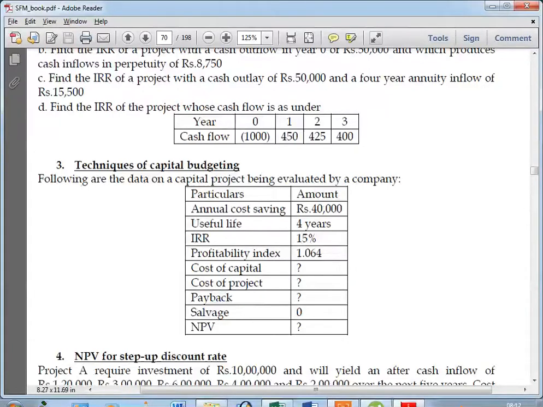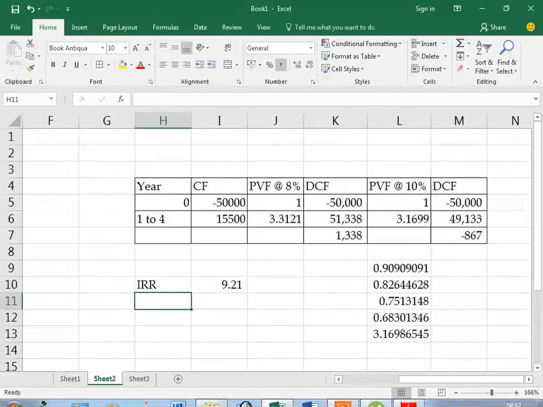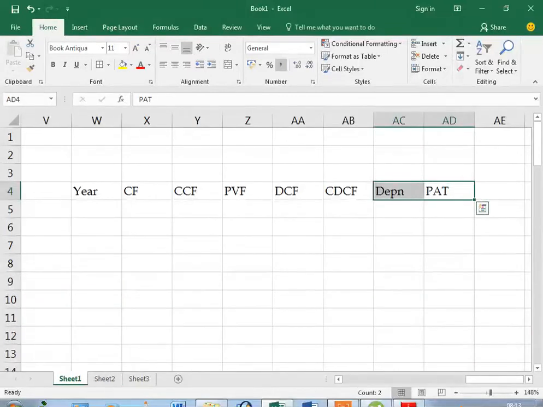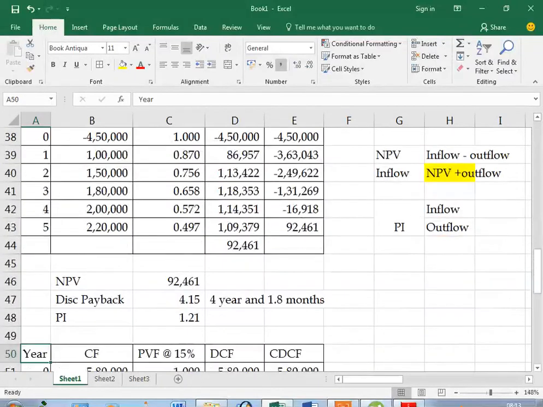No, so NPV plus outflow by outflow. You don't know NPV? No, but then I cannot assume the NPV to be 0, no? That is going wrong, no? So for example, when we did question number 1, the NPV answer for this question was 90,461.